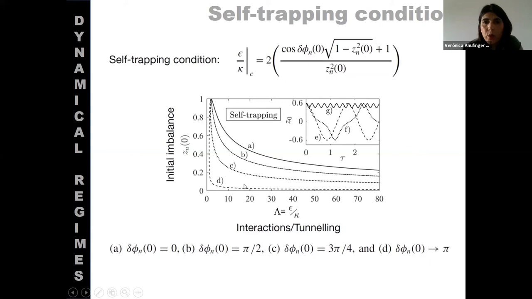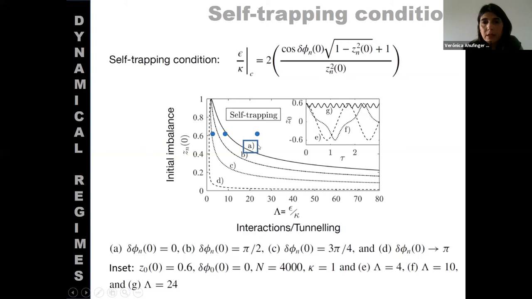In the inset, we have plotted the temporal evolution for three different sets of parameters corresponding to an initial phase difference equal to zero. In the first case, we are well inside the region of Josephson oscillations, and we get the dashed line, a perfect oscillation. When we approach the boundary, as expected, the oscillations become anharmonic, and when we are inside the self-trapping regime, the population remains mostly trapped in one of the rings, as expected.